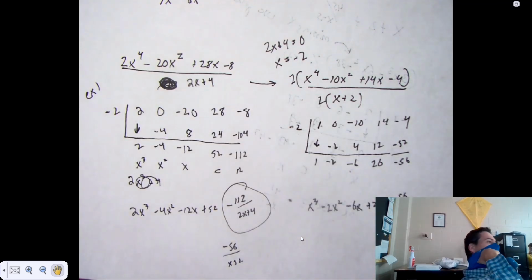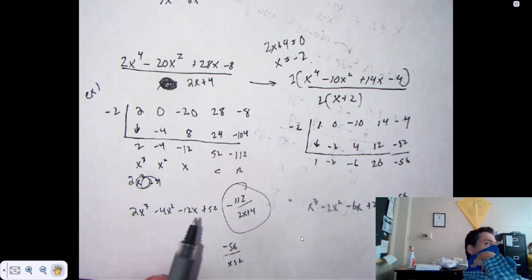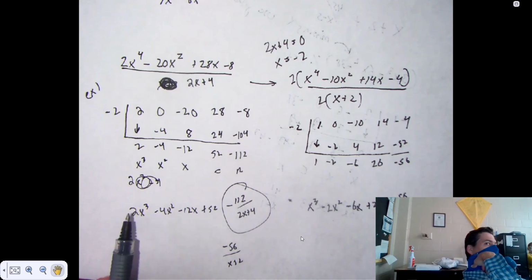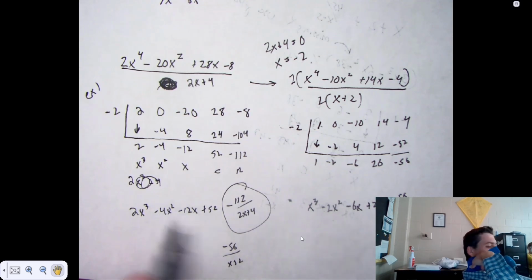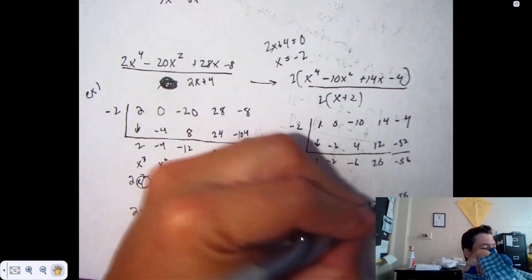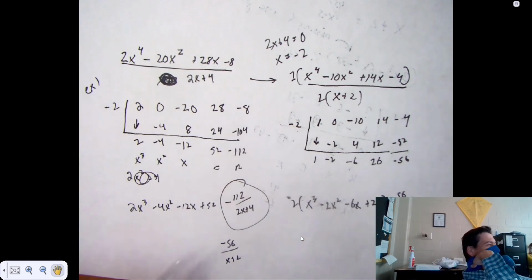The answers look entirely different, don't they? What does this one still have in it? The 2's that we pulled. This one doesn't. You kind of have to put it back. You really do, and you'll have to do the distributive property.